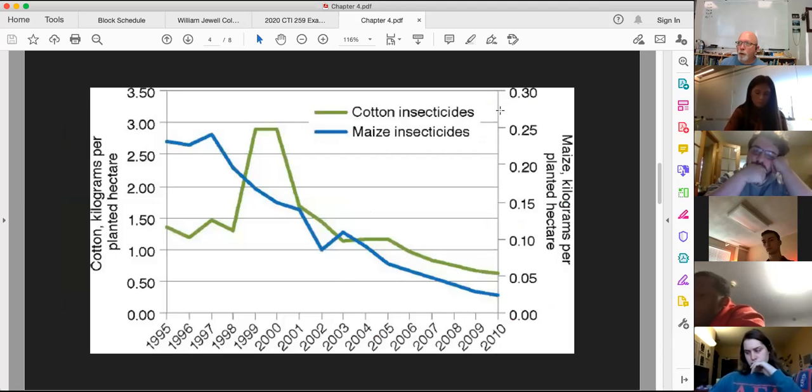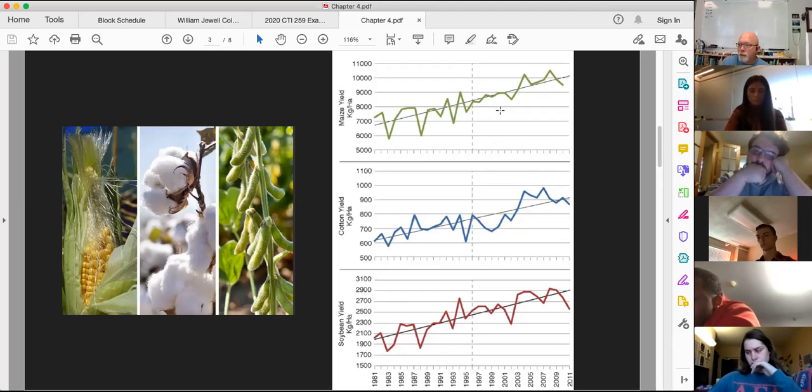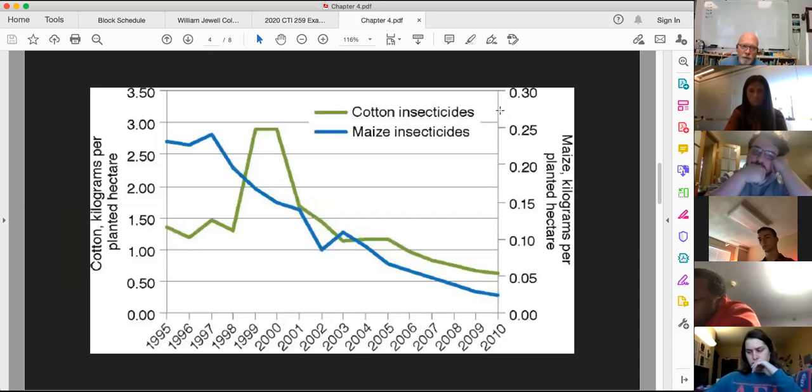So what might be important if you're not getting greater yield? What would be an advantage of using these? It lowers how much the crops are infected by the pests and things like that.